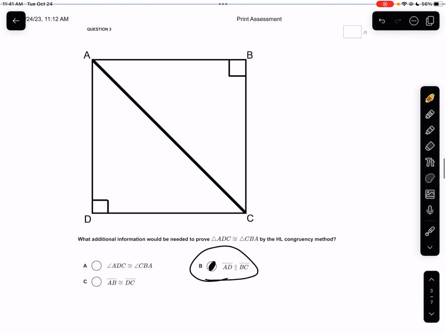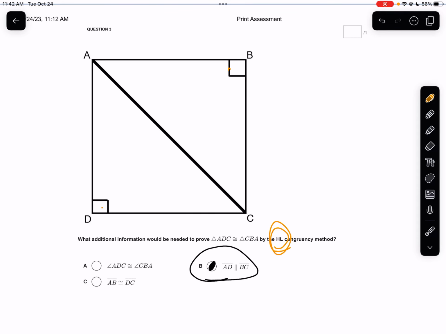All right, what additional information would be needed to prove triangle ADC is congruent to CBA by the HL congruency method? So let's take a look. What do we know already? We got the right angle already, so we got the hypotenuse part, right?